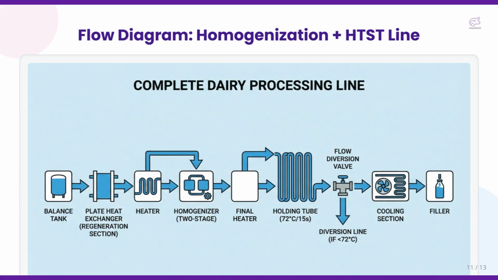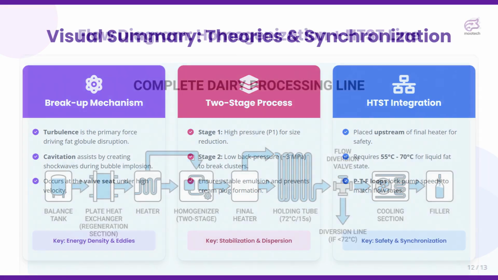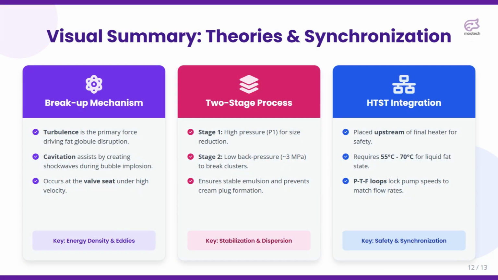Here we see the complete dairy processing line. Balance tank, plate heat exchanger, regeneration, heater, two-stage homogenizer, final heater, holding tube of 72 degrees Celsius for 15 seconds, flow diversion valve, cooling section, filler. If temperature falls below 72 degrees Celsius, milk is diverted back for reprocessing. This ensures regulatory compliance. This visual summary consolidates the concepts.